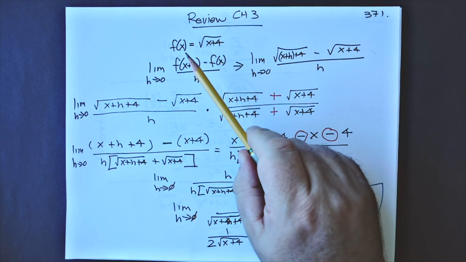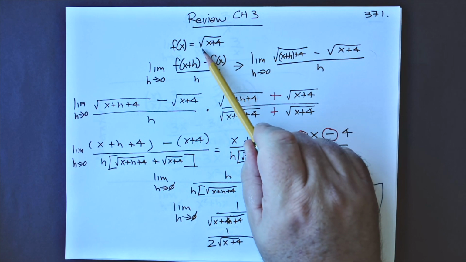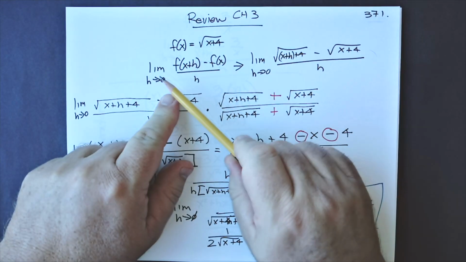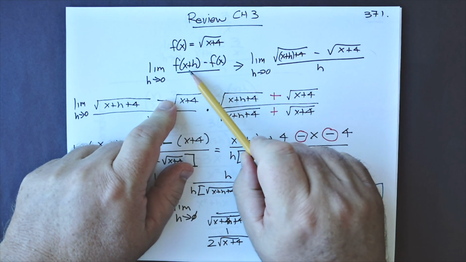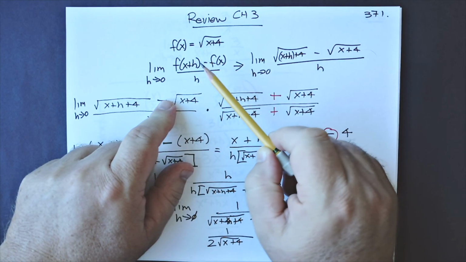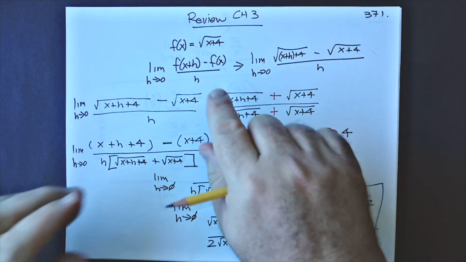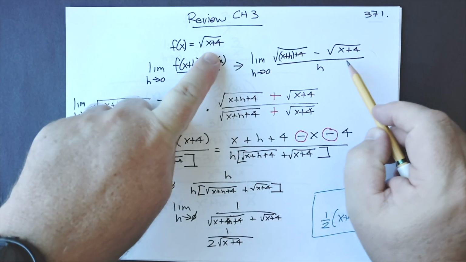We're going to use the definition of the derivative, the difference quotient, to find the derivative of the square root of x plus 4. So this is the definition of the derivative: the limit as h goes to 0 of f of x plus h minus f of x all over h. And so what we're going to do is plug in our values here. So f of x is just what we're given.